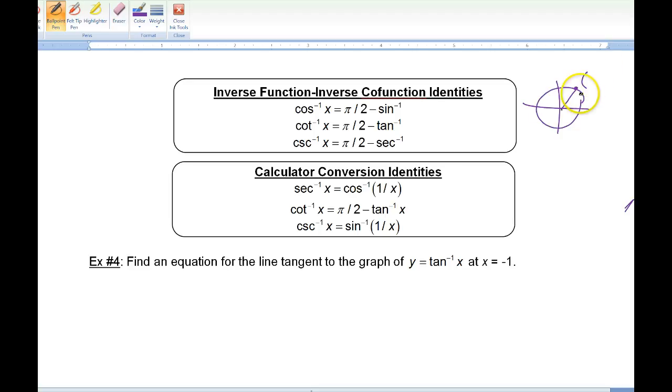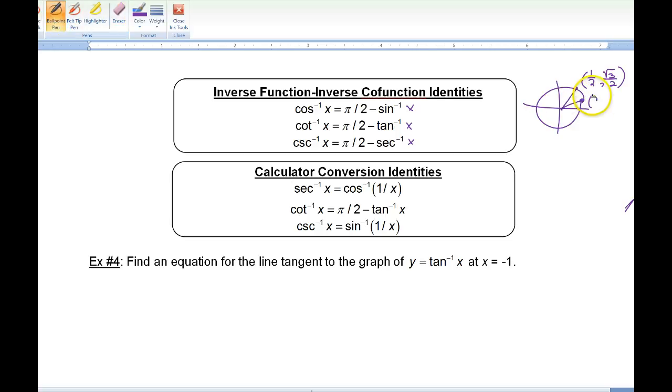Let's say this is 1/2, and this is pi over 3, the angle measure. But if you think about it, pi over 2 is 90 degrees. What would be the other angle? Pi over 2 minus that would be pi over 6, which would be the 30-degree angle.